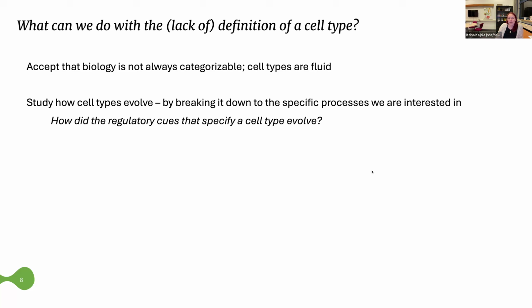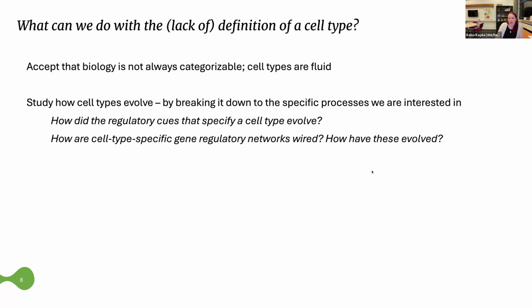So we can still study, for example, a specific regulatory cue that specifies a cell type, and we could follow the evolution of that cue. We can look at cell type specific gene regulatory networks and how the wiring of those networks has evolved. So I think that needing to specify a cell type, it might be the problem.